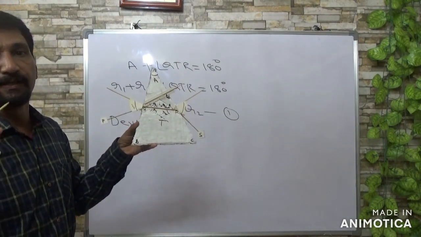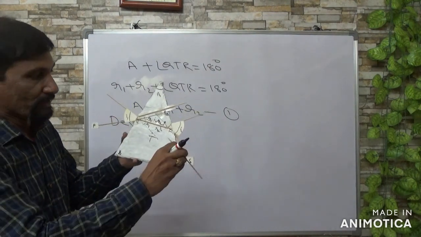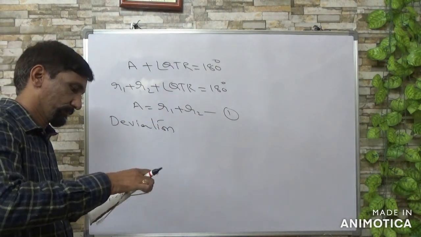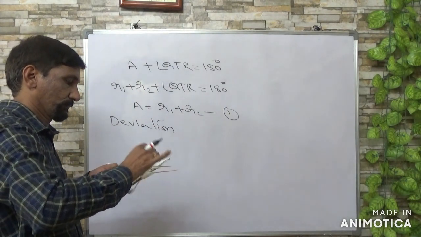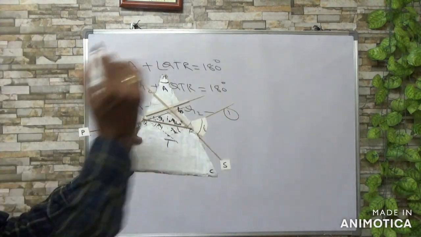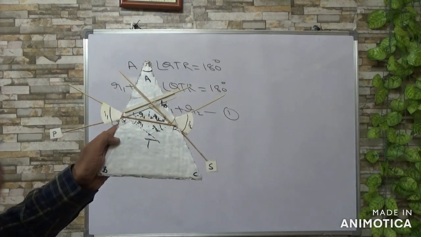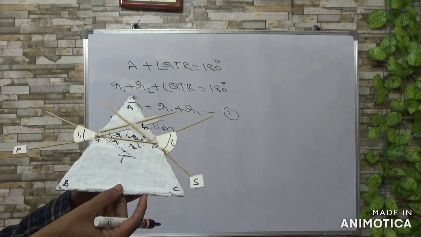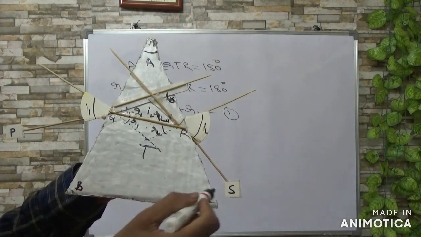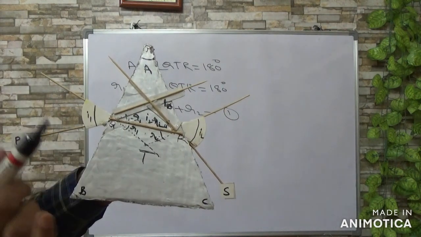deviation? Very simple. Extend the incident ray forward and the emergent ray backward. See, you are extending the incident ray forward and the emergent ray backward. This particular angle is called the deviation.